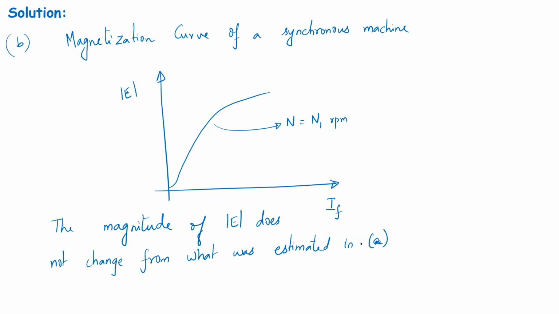Now, if the field current value also does not change, IF also does not change, then it is evident that the magnitude of excitation EMF from part A cannot change. The power angle delta can take any value. Now, what does the problem statement say?